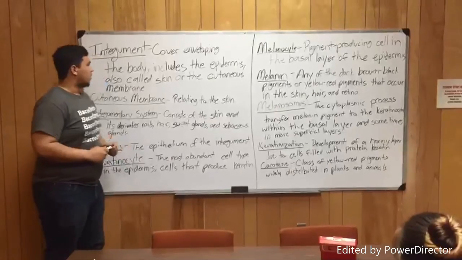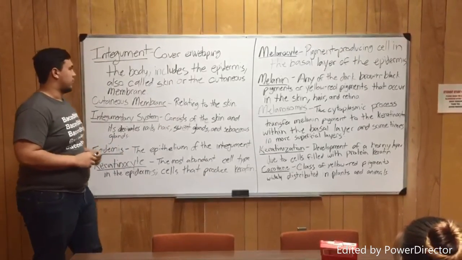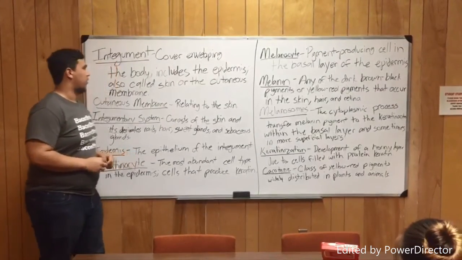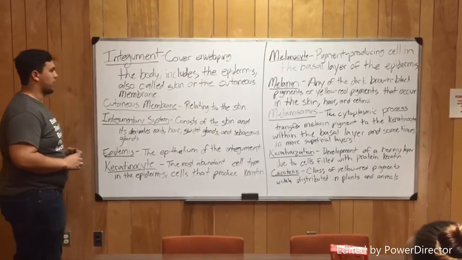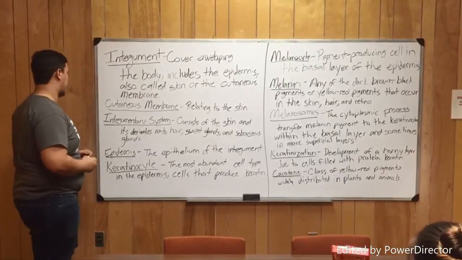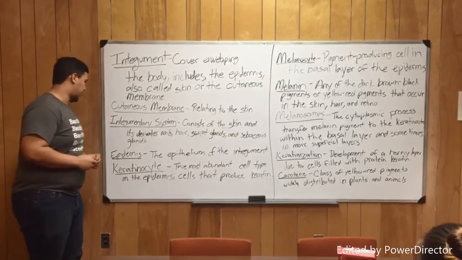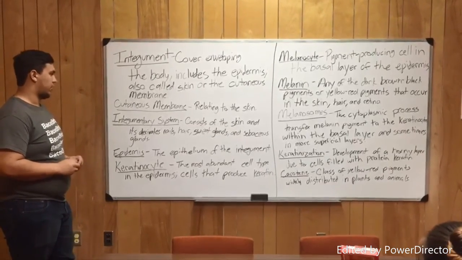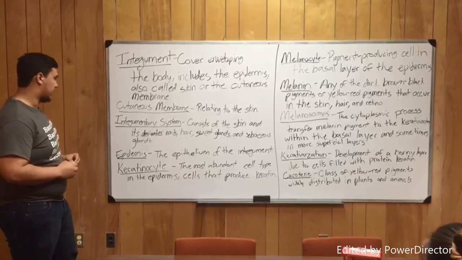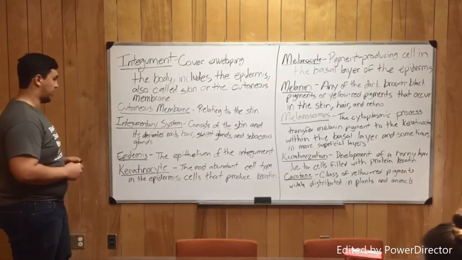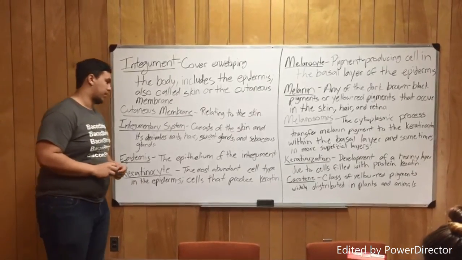Covers the enveloping of the body, includes the epidermis, also called the skin or the cutaneous membrane. The cutaneous membrane relates to the skin. The integumentary system consists of the skin and its derivatives like nails, hair, sweat glands, and sebaceous glands. And the epidermis is the epithelium of the integument.